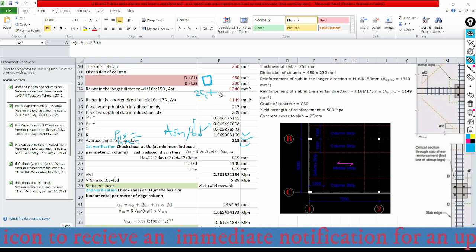That means 2C1 plus 2C2. So this is u naught, for the interior corner. For the edge corner, u naught equals to this plus this, meaning this is the depth, which is d, that means 2d plus b. So this is the unit, that is the parameter.